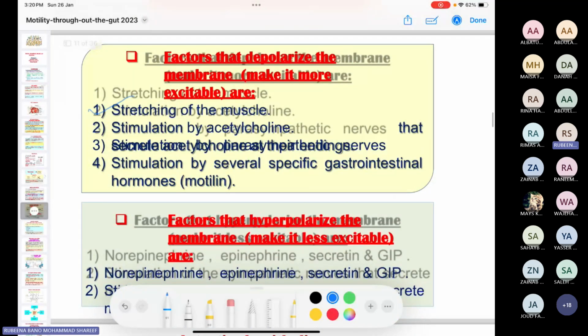Okay. By the acetylcholine. Okay. Also by the parasympathetic nervous system. Right. Parasympathetic nervous system is excitatory to GI wall, and sympathetic is inhibitory. Right. This I think you have been taught in autonomic nervous system. Also, stimulation by specific gastrointestinal hormone like motilin.